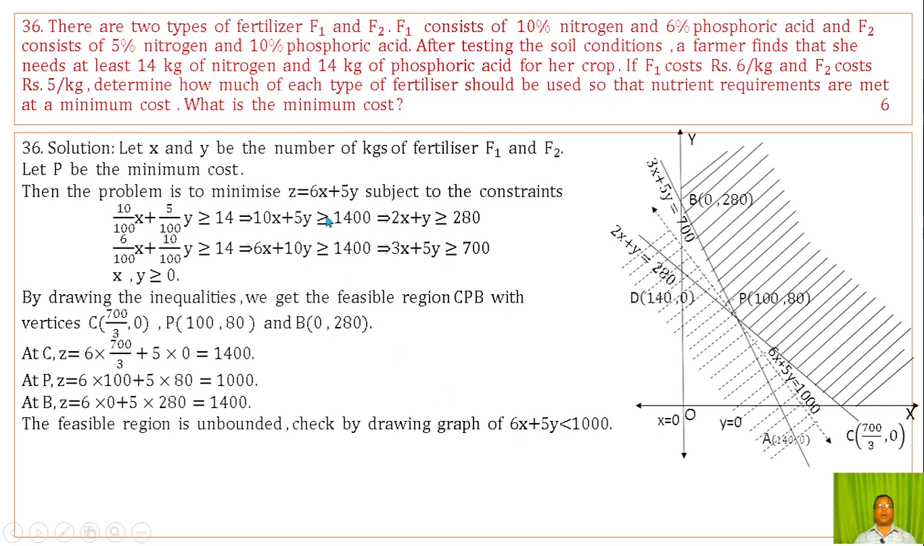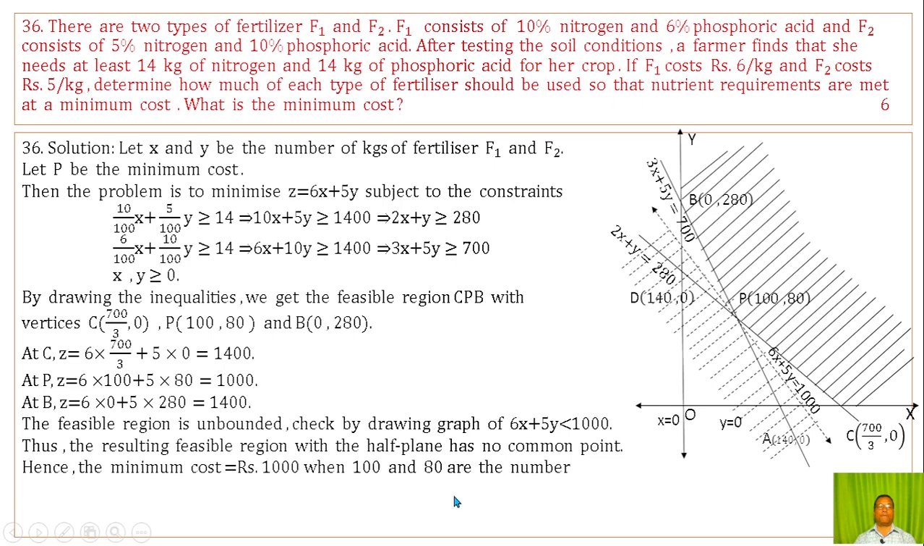Draw the graph of 6x plus 5y less than 1000 and mark the half plane, dotted. Thus the resulting half plane, represented by the dotted line, and the feasible region have no common point. Hence, the minimum cost is rupees 1000. 1000 is the minimum value, since there is no common point.